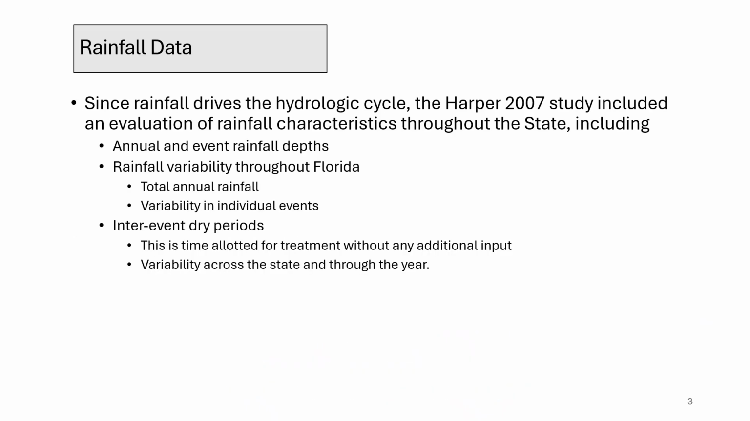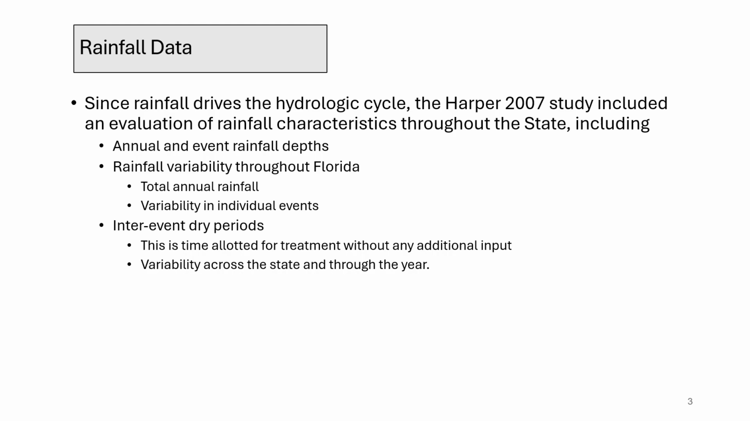Given that rainfall is the primary driver of the hydrologic cycle, the Harper 2007 study meticulously evaluated various rainfall characteristics across Florida. This included looking at both annual and individual event rainfall depths, as well as the overall variability of rainfall throughout the state and across different individual events.